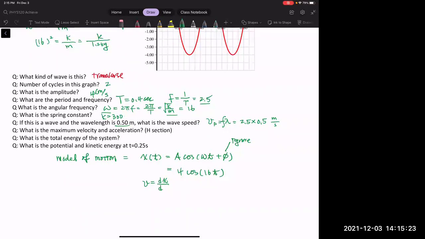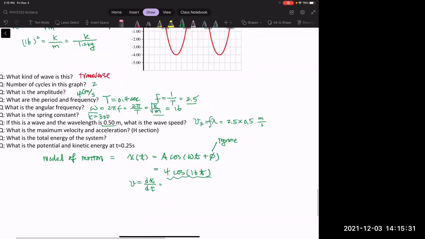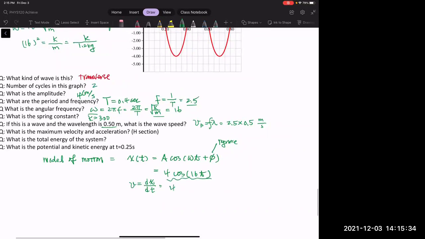So for the honor section, you should know how to do this kind of thing. You are taking the differentiation of this expression over here. What is this equal to if you take differentiation? 4 is a constant, 4 doesn't change. Then d cosine over dt should be equal to negative sine. And then you also need to take differentiation of the things inside, so that will give you 16. Therefore, this is negative 64 sine 16t.